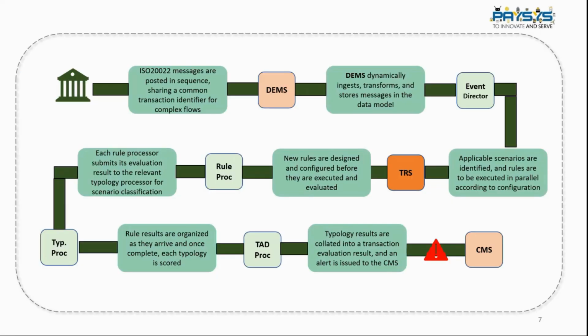Now let's talk about the architecture and where the case management system lies in it. There's a transaction that comes in as ISO 20022 messages. Tazama ingests and processes them. Rules and typologies evaluate the transaction. If suspicious, an alert is generated. That alert is sent directly into the case management system for investigation. Detection happens in Tazama and action happens in the case management system.